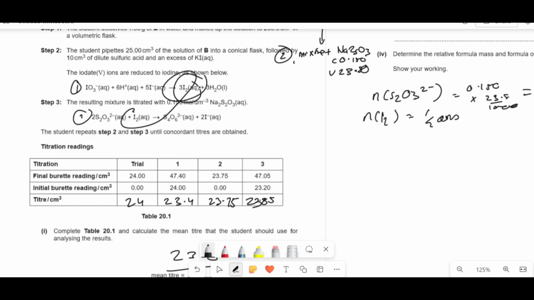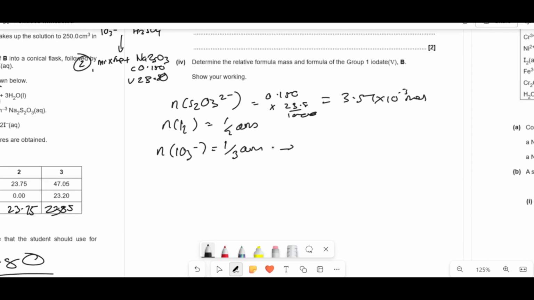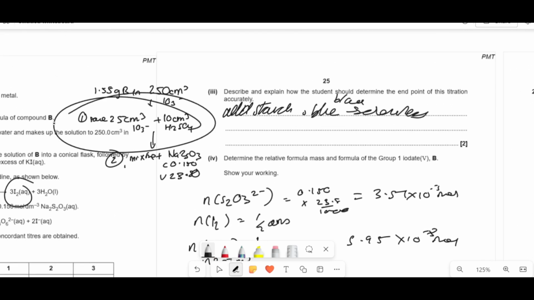That doesn't mean you have to times it up by 3 to get here. All of this became that. So if all of this became that, then the moles of I2 is a half of this. So then the moles of the IO3 minus is going to be a third of it, because you can see this is 1 to 3. So that means you're going to half your answer, and then third the answer as well. So if I take 3.57 times 10 to the minus 3, divide it by 2, and then divide it by 3, you end up getting 5.95 times 10 to the minus 3 moles of this thing in 25 centimeters cubed, because remember, we actually took note of that.